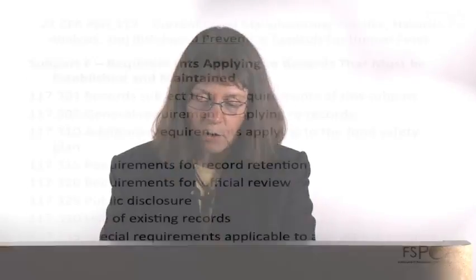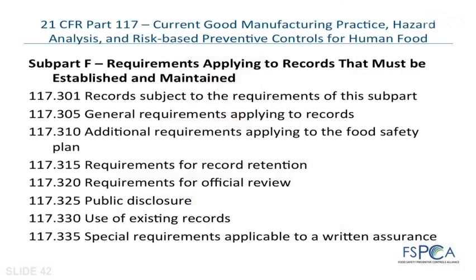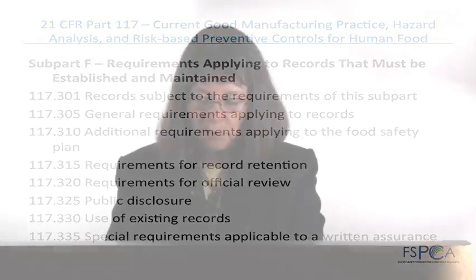Subpart F contains the requirements that apply to required records. These were covered in the records chapter, but all facilities required to keep records should pay attention to this subpart, which pretty much means all facilities, because all facilities need to keep some type of record. For example, every facility has to train their employees in food hygiene and food safety and would have a record of that.